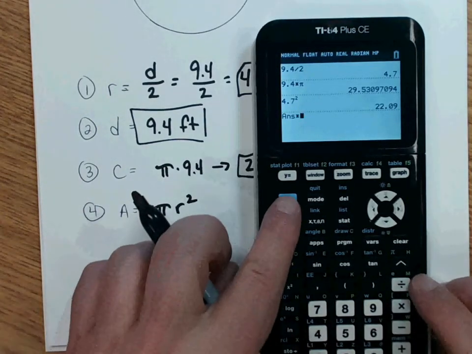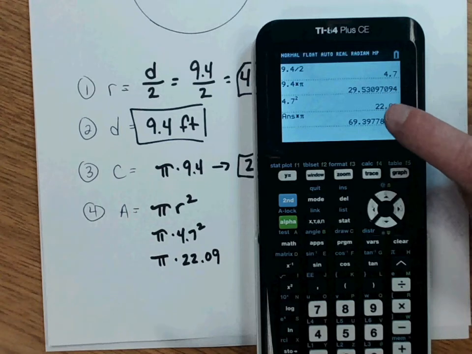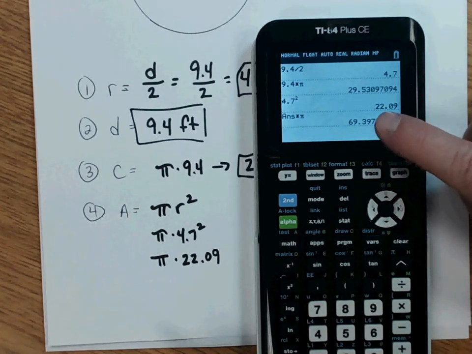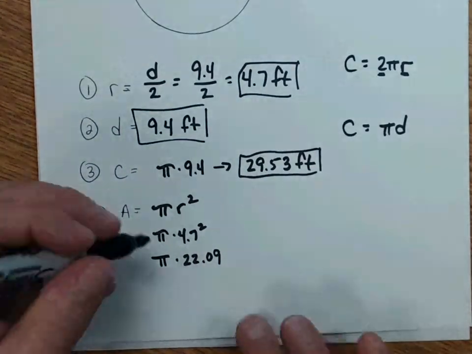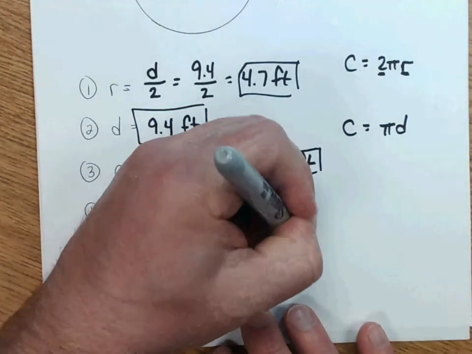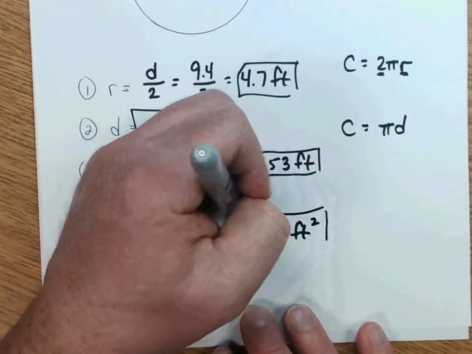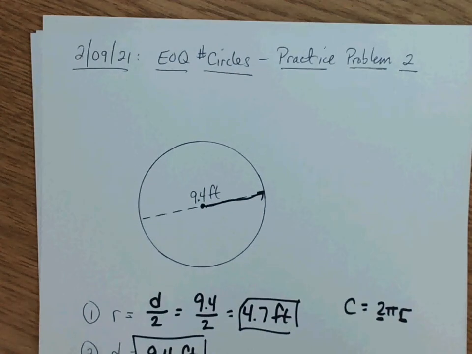Times pi. And now I have to round. Again, 69.39. But if you notice, the 7 behind it rounds that 9 up, so it's 69.40. My answer, 69.40, and this is an area, so it's square feet. Okay, that's the practice problem for today.